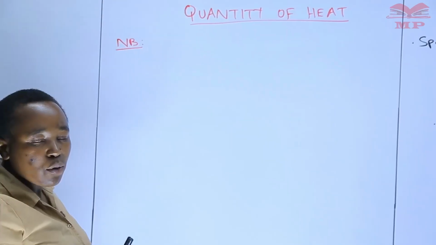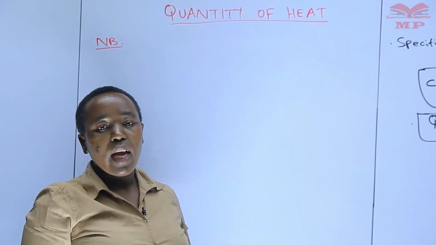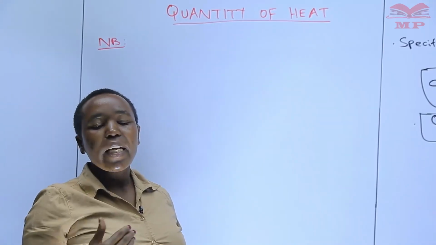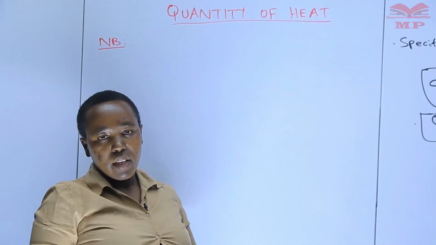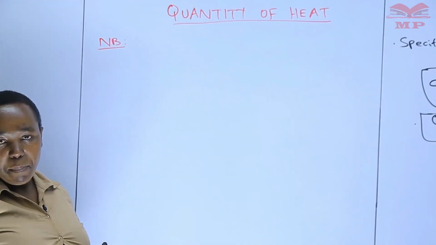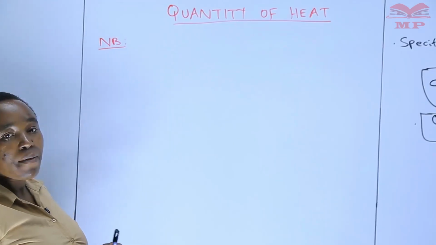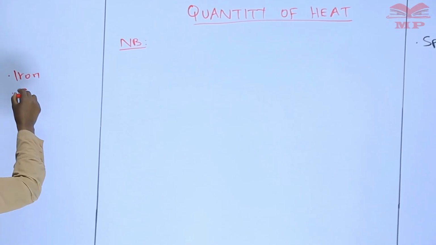Now, if we have two substances which have the same mass and they are being heated by the same amount of heat, they will have different changes in temperature. You need to note that. For example, if we have a metal like iron, and maybe we have another substance, for example, we can talk of copper.